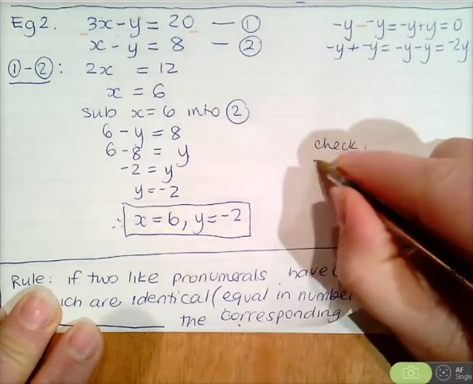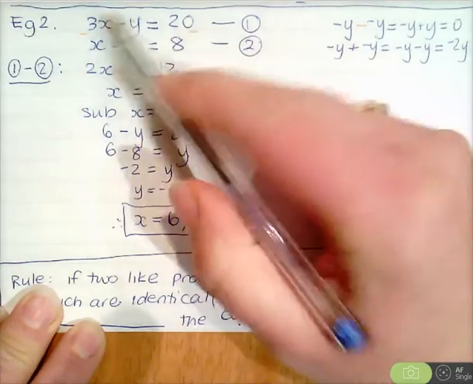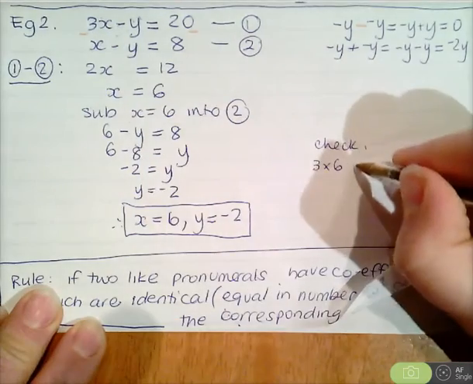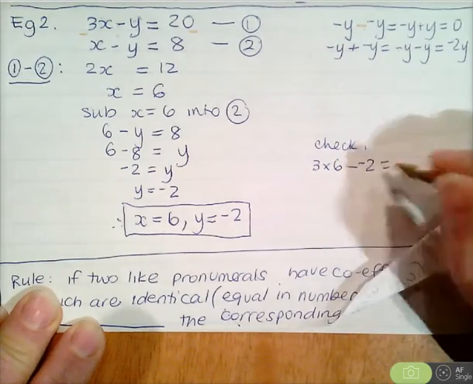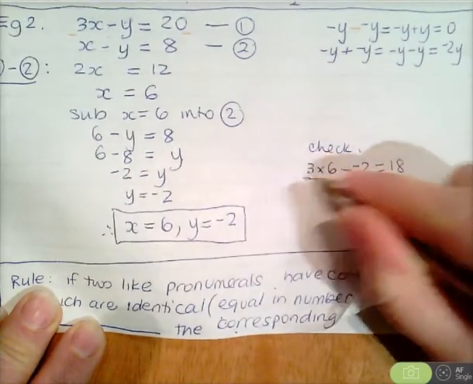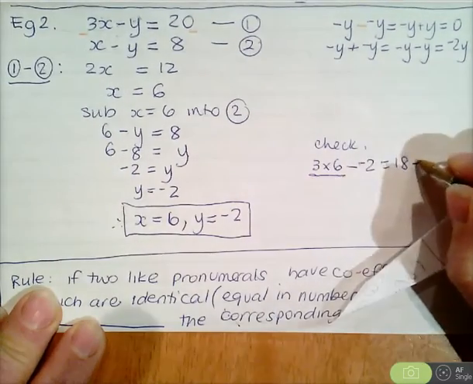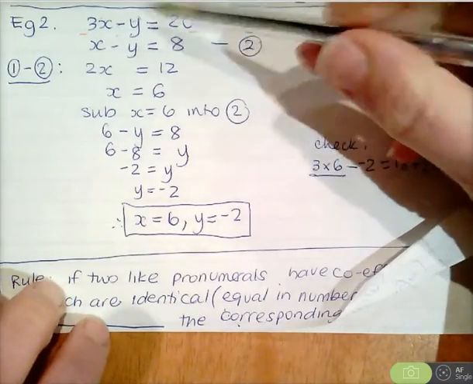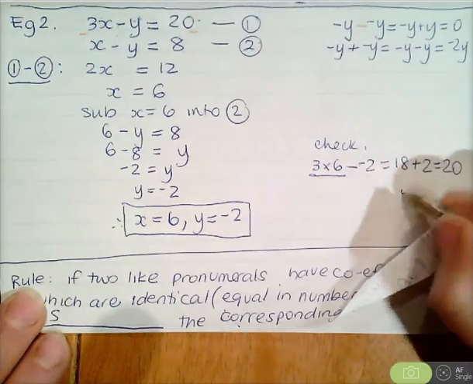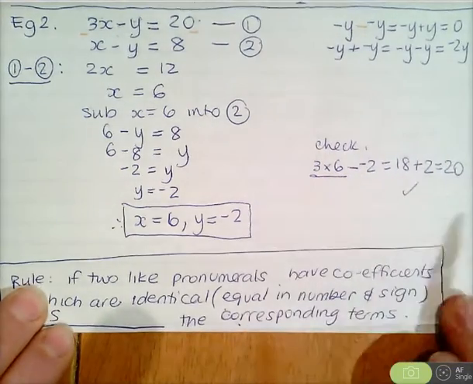So in equation 1, 3 times whatever x is, which is 6, minus whatever y is, which is negative 2. Let's see what that is. We get 18 for the 3 times 6, minus negative 2 means plus 2, and we get 20, and that is what we've got here on the right-hand side. Therefore, our solution is correct.